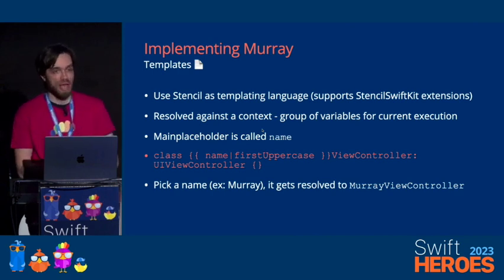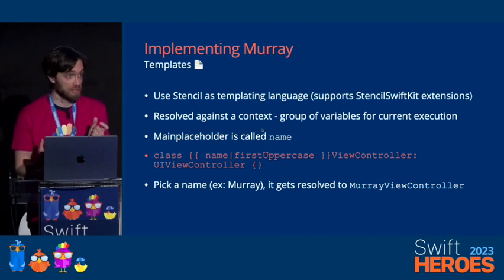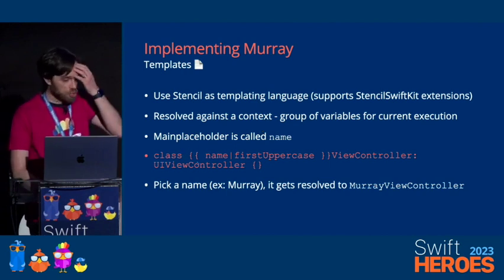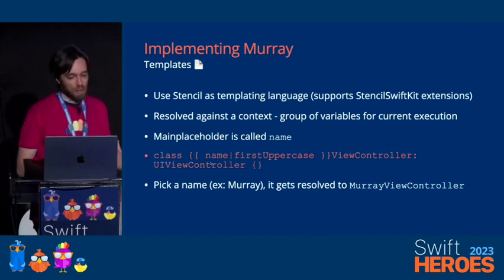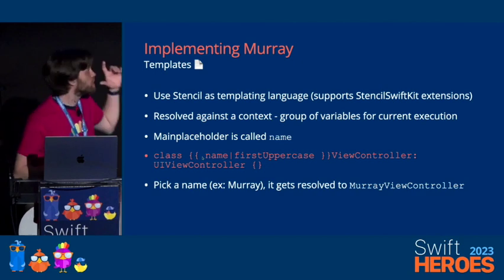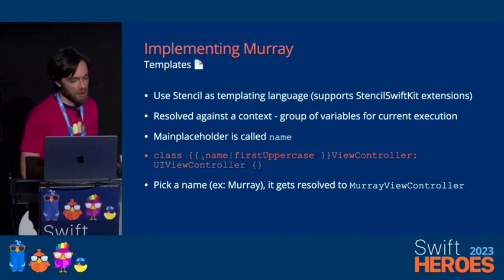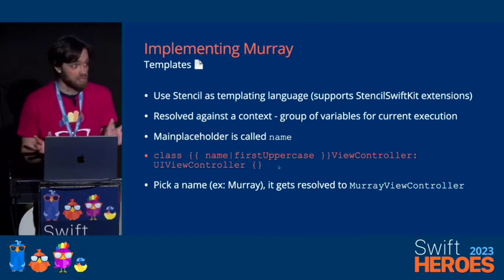In Mara, we have a very basic value inside the context. It's called main placeholder or name. If you take a look at this orange code, it's almost the declaration of a normal view controller, except that this double curly brace thing is actually from Stencil. So if you were to pick a name and the name were Mara, when you run Mara and provide it with this context, the resulting file will have class Mara view controller extending UIViewController. It works as simply as that.